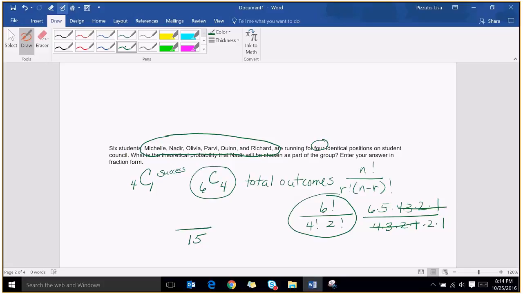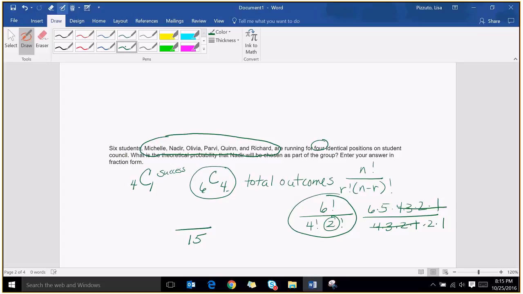Oh, so, wait, if it's minus, you just don't put the minus, you just keep... No, n minus r. What's 6 minus 4? 2. That's where this 2 came from. Yes, okay. So there's 15 different ways to pick that group.